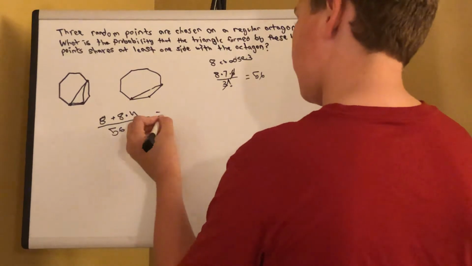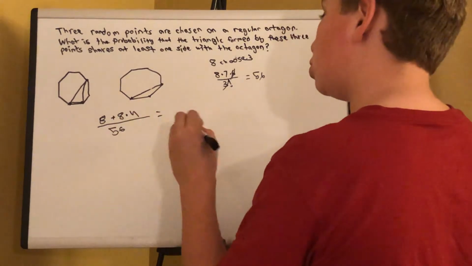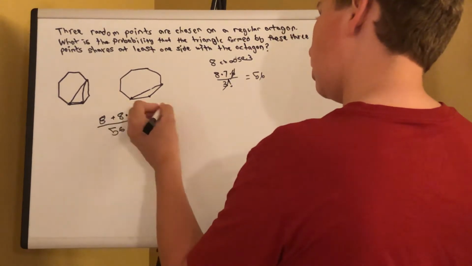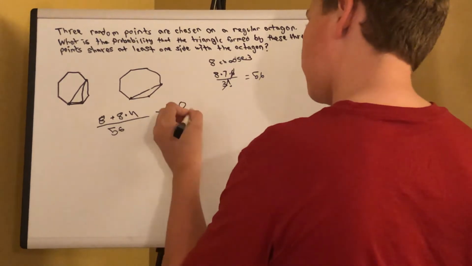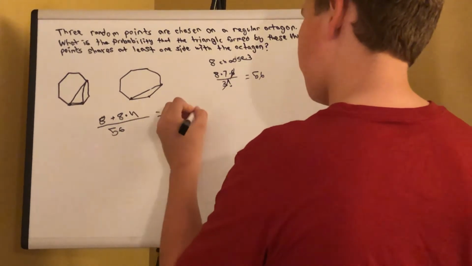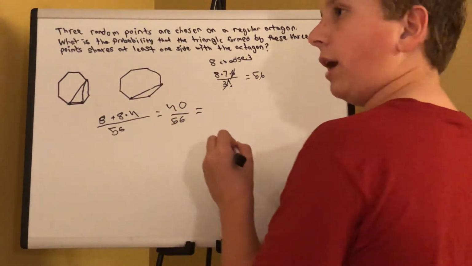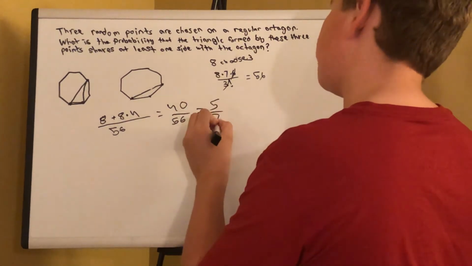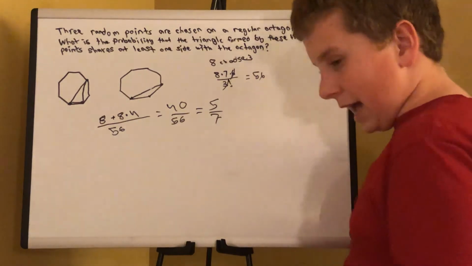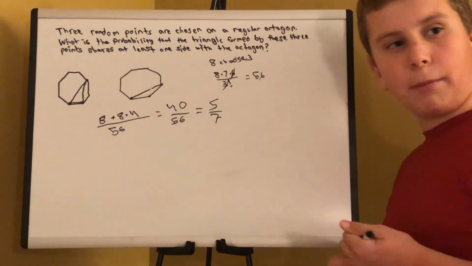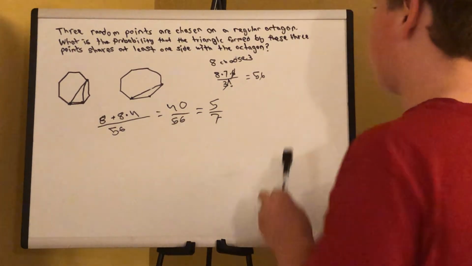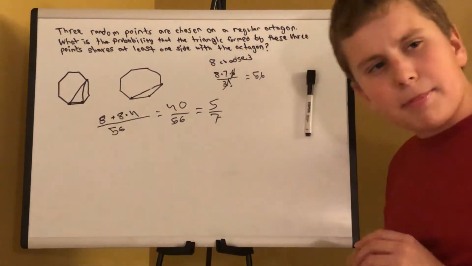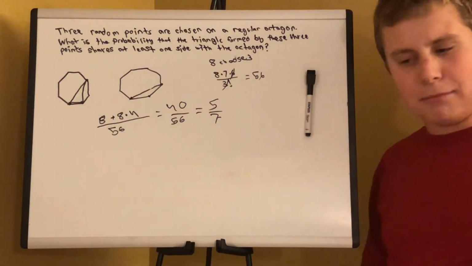This simplifies to 40 over 56, which simplifies, divided top and bottom by 8, to 5 over 7. And actually it's as simple as that. Pretty hard problem on this AMC 8 exam, but not undoable by any means.